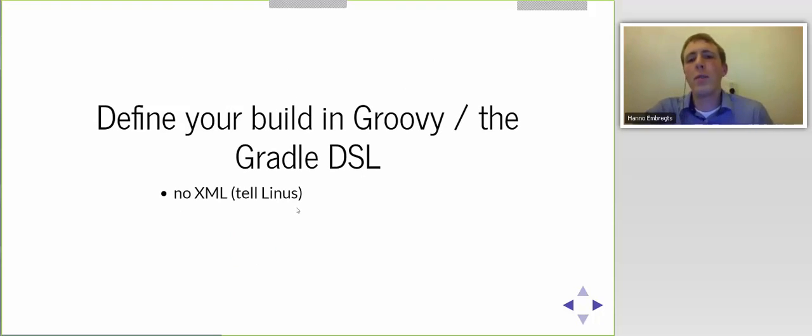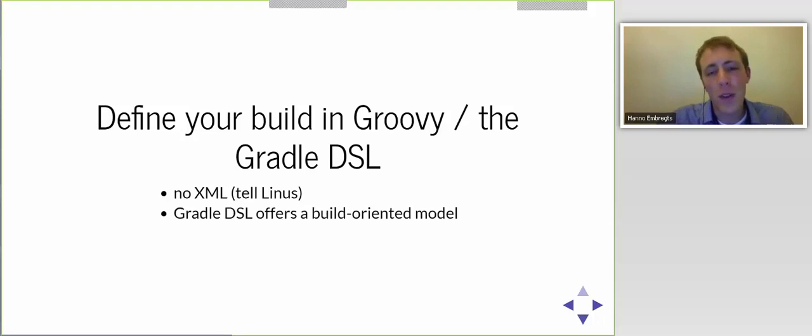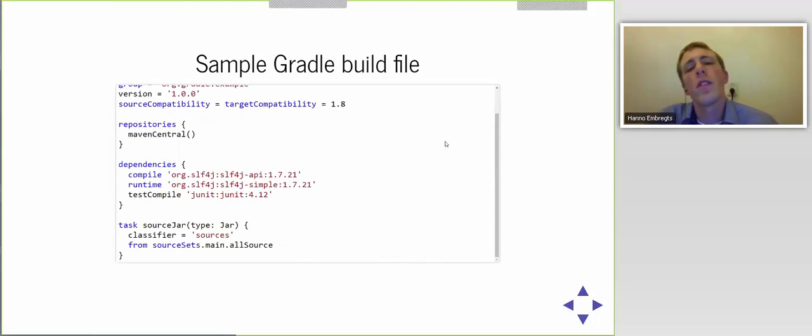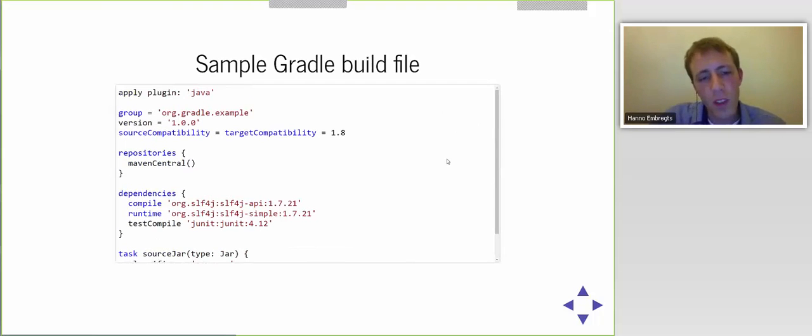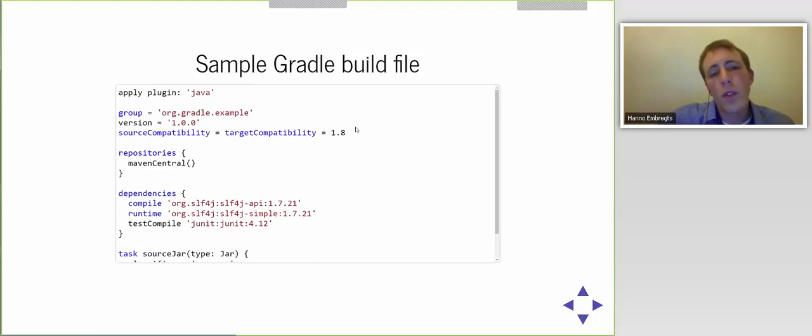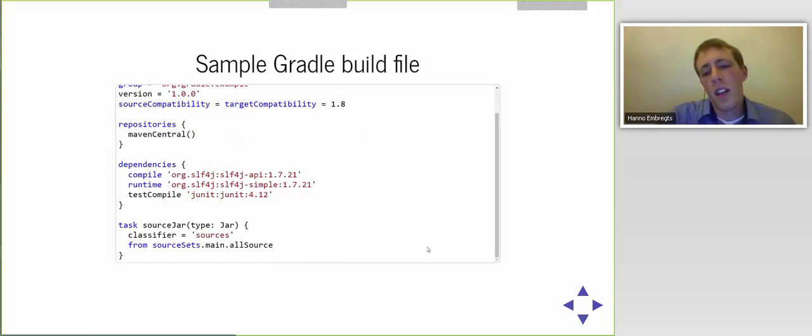If you define your build in Groovy or in Kotlin, it means that you don't need any XML. So we really should tell Linus about this. No XML, so that's great. It offers a build-oriented model, and this is what it will look like. I'm not sure if you've ever seen a Gradle build file. It's not magic either, so no problems here. But this is a standard build script, which is quite short actually, and this will do a great Java build. Of course, our Gradle file is a bit longer at the moment because all these dependencies need to be defined, but it's a great start. And it's not very complicated.